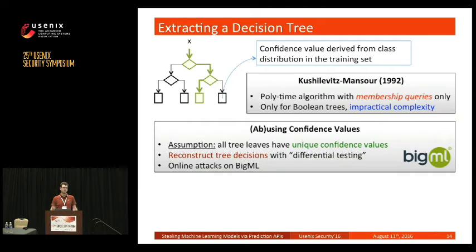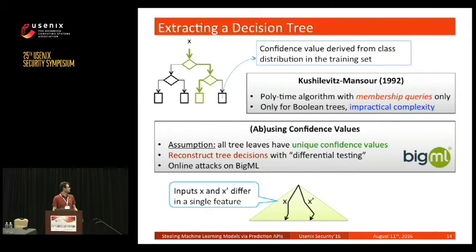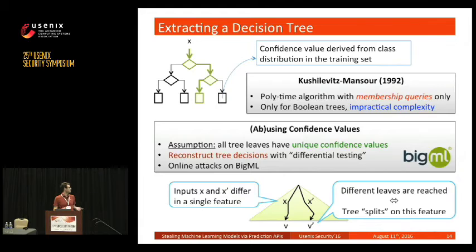Here, to quickly show how this works, we assume that every leaf of the tree gets assigned a different confidence value. So all the leaves had a slightly different training data distribution. In practice, we can relax this assumption a little bit. The way the attack works generically is that you take two inputs that differ in a single feature, and then you query them and check whether you get different outputs or different confidence values. And this acts as a distinguisher for the paths that these queries took in the tree. So if you get two different outputs, you know that somewhere the tree must have split on this feature that was different. And so then you can iteratively apply this process and completely recover all the decisions that the tree has made.